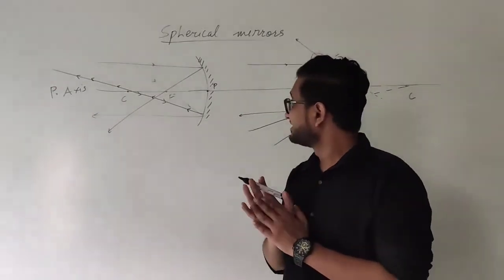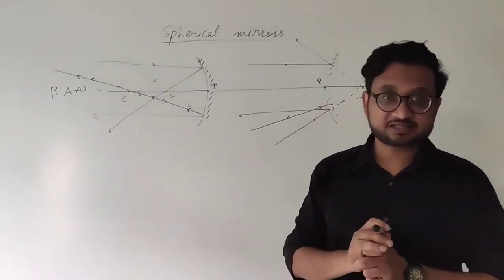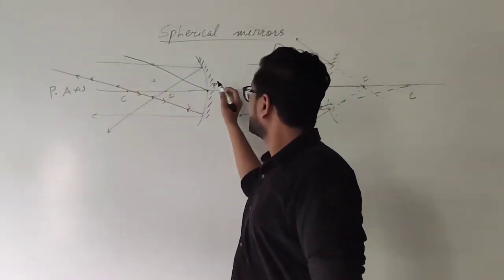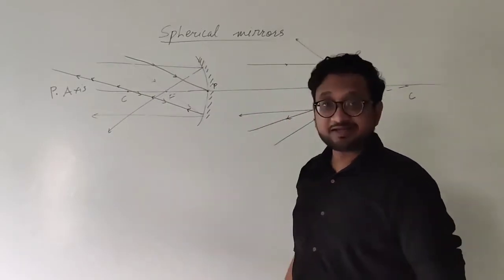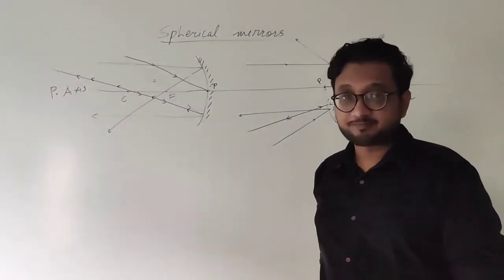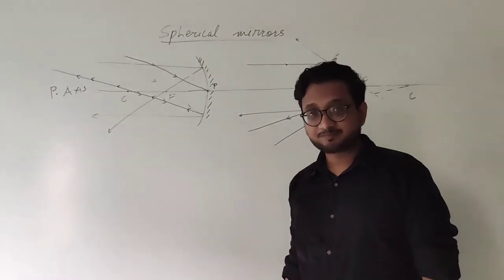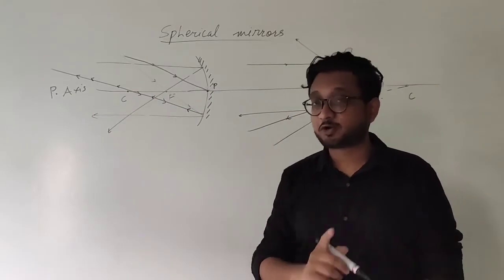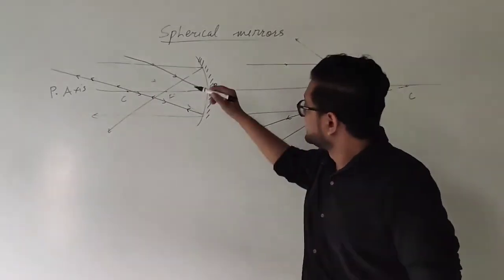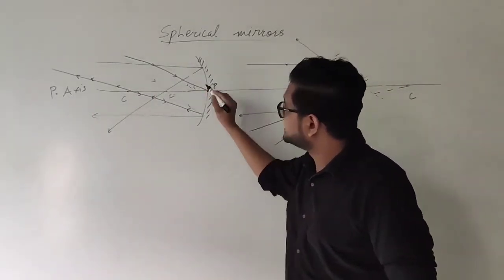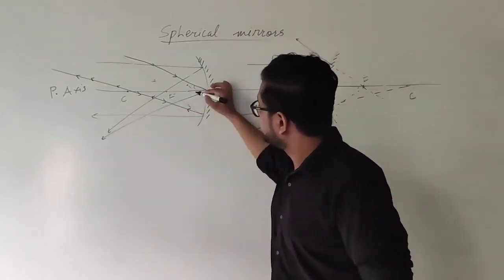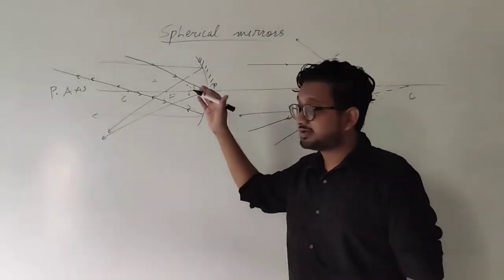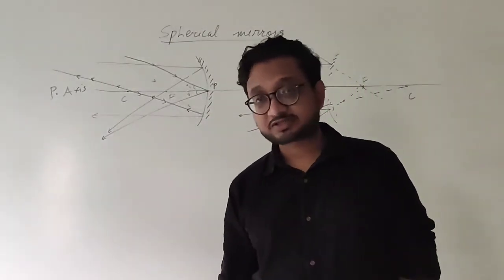Okay? And the last case is that if a ray of light is directly incident on the pole, then what will happen? Okay? In this particular case, the principal axis acts as the normal. So this will become the angle of incidence and it will reflect back like this, and this will become the angle of reflection. So these two will be the same. I hope it is clear to students.